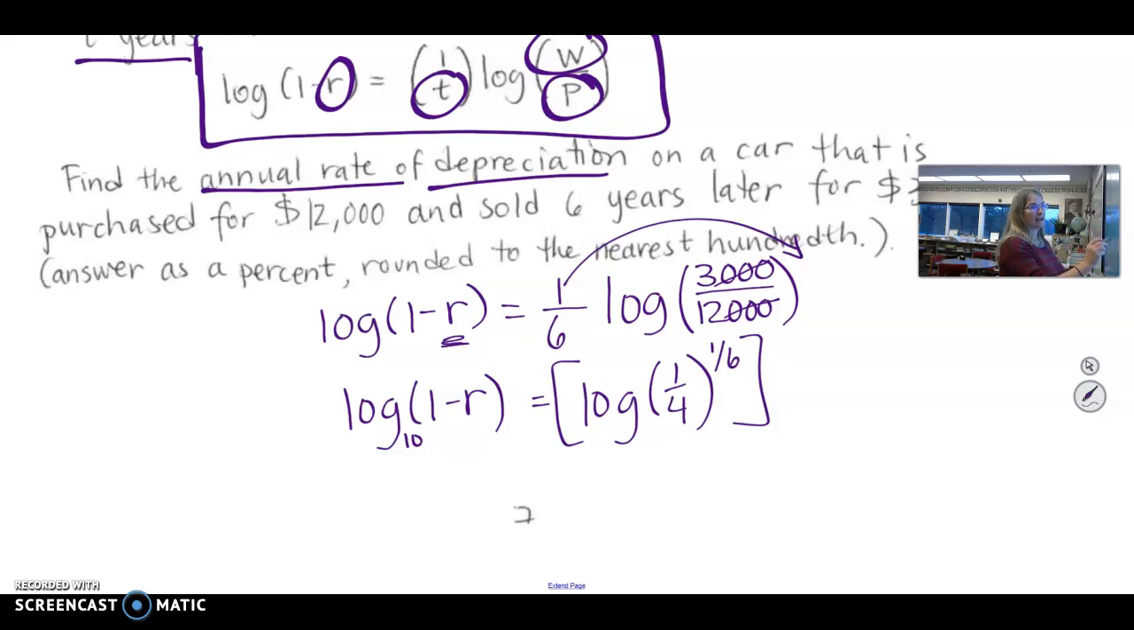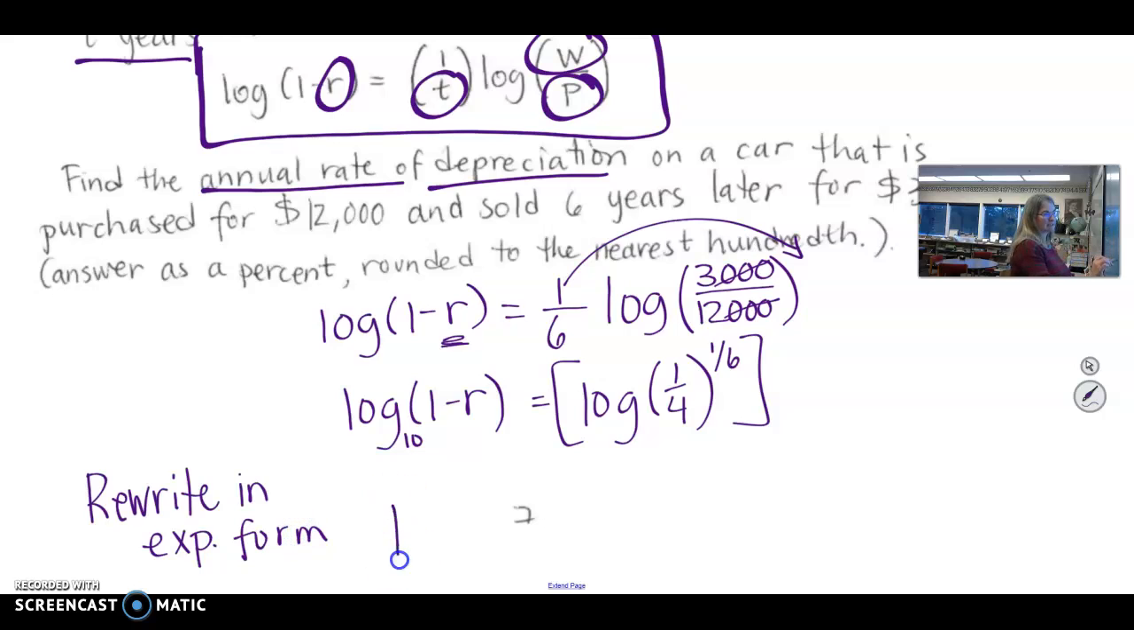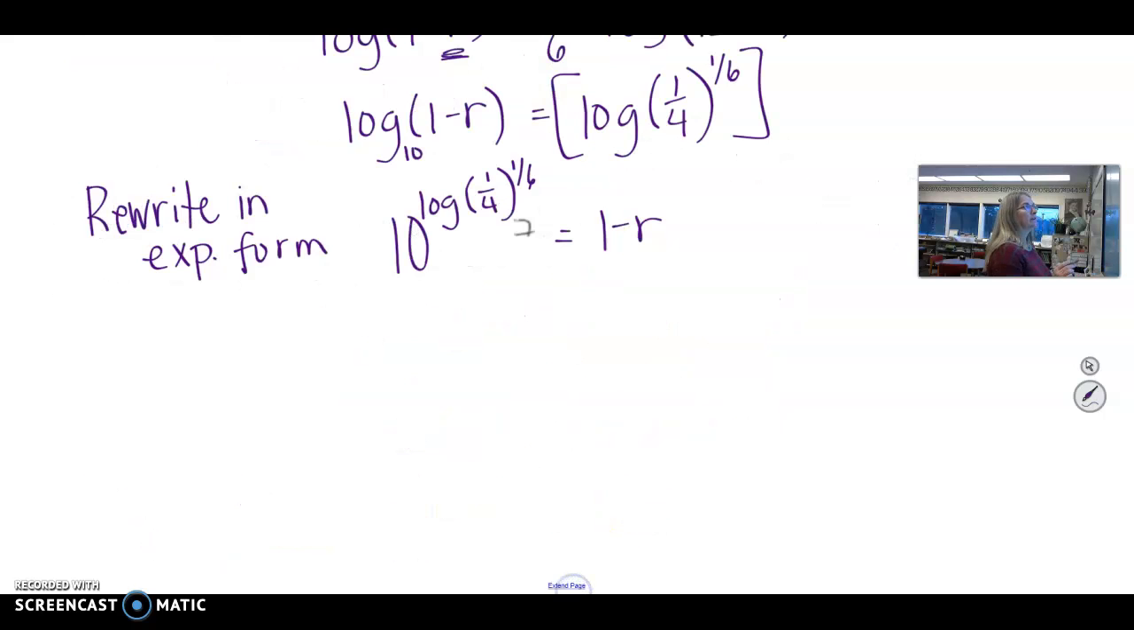But I'm going to rewrite this. I'm solving for a logarithm, so simplify things first, and then rewrite in exponential form. We're going to take the base 10. Remember, the logarithm equals the exponent. So this is going to be my exponent, and it's equal to 1 minus R. Now if you recall, if this is base 10 and this is base 10, they are inverse operations of each other and they cancel each other out. So what you're left with is 1/4 to the 1/6 power, and that equals 1 minus R.